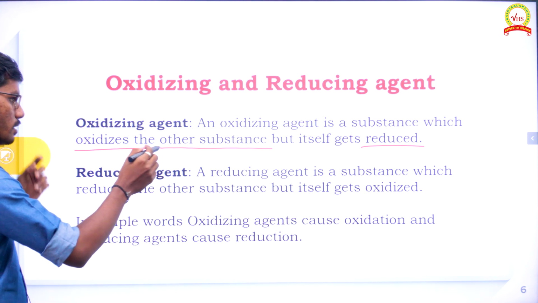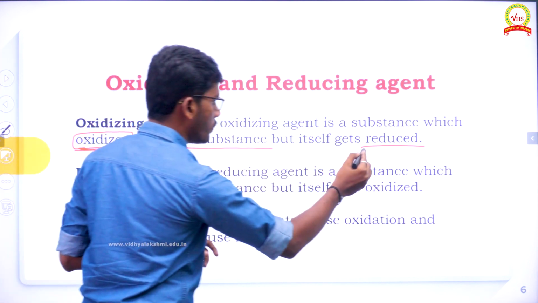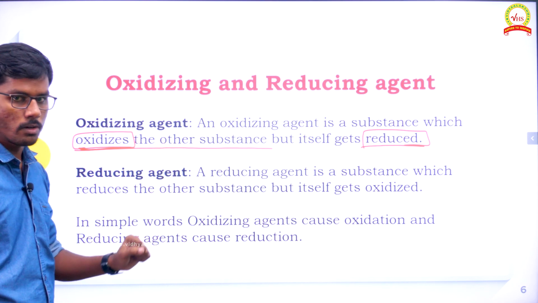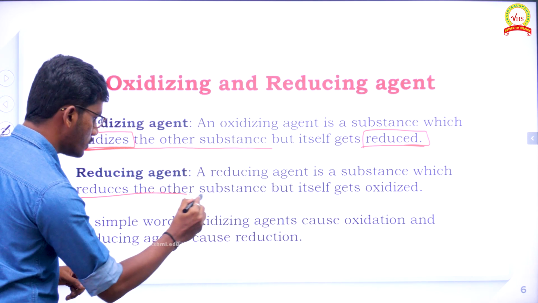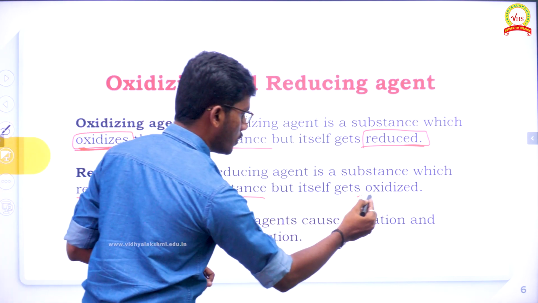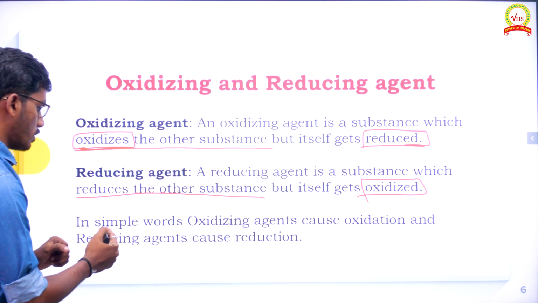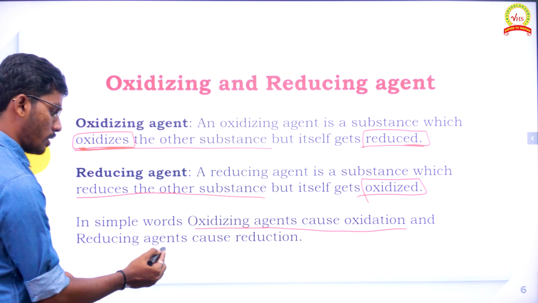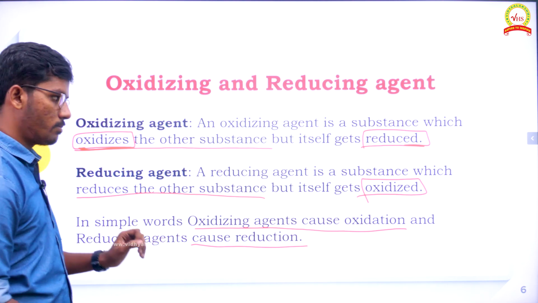Okay, oxidizing agent is nothing but a substance which oxidizes the other substance, but itself will get reduced. So this is oxidizing agent. But reducing agent will be opposite to the oxidizing. You just see here, reducing agent is a substance which reduces the other substance. Here it oxidizes the other substance, here it reduces the other substance, but itself gets oxidized. So it is directly opposite to each other. Okay. So in simple words, oxidizing agent causes oxidation, and reducing agent causes reduction. This is just a definition. We will see with the example now.